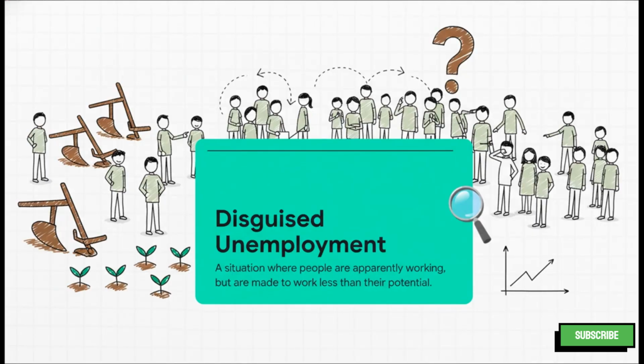Why are so many people still working in agriculture? Well, a huge reason is something called disguised unemployment. It's a tricky situation where you have more people working a job than are actually needed. So everyone looks busy, everyone seems to be working, but their actual contribution to the output is tiny, or maybe even zero.